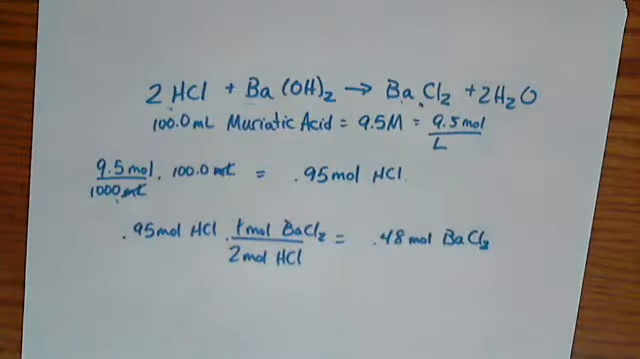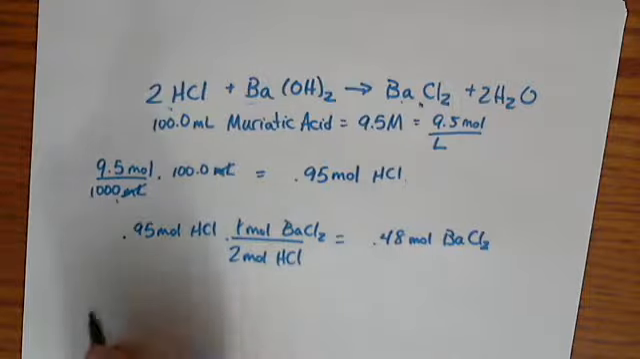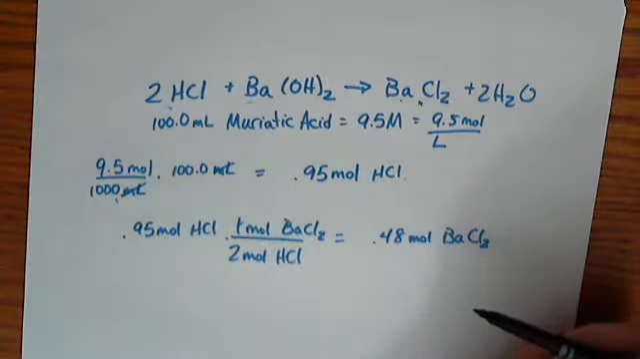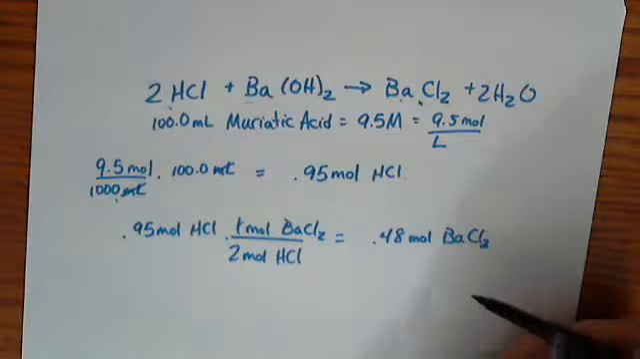Now, most of us don't have a real good handle on how much 0.48 moles of barium chloride is. So why don't we change moles of barium chloride to grams of barium chloride so we have an idea of how much this stuff is going to weigh at least. So how do I change from moles to grams? I hope you said that I need the molecular weight from the periodic table.